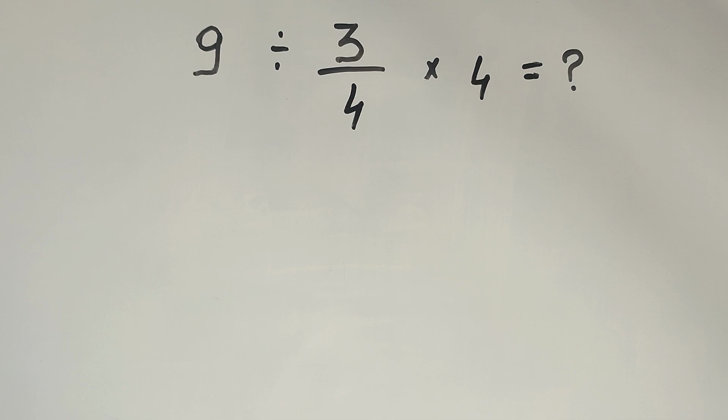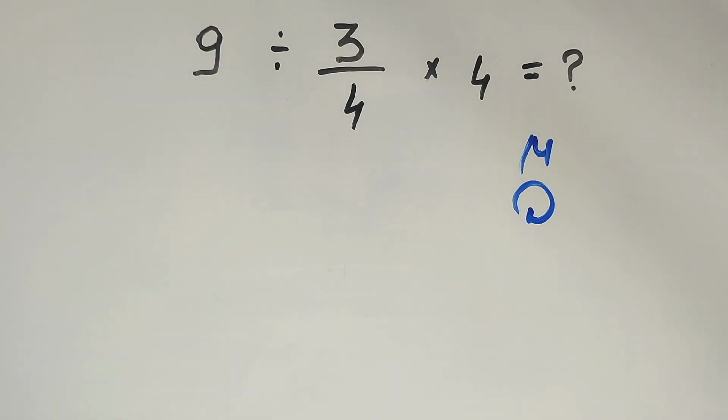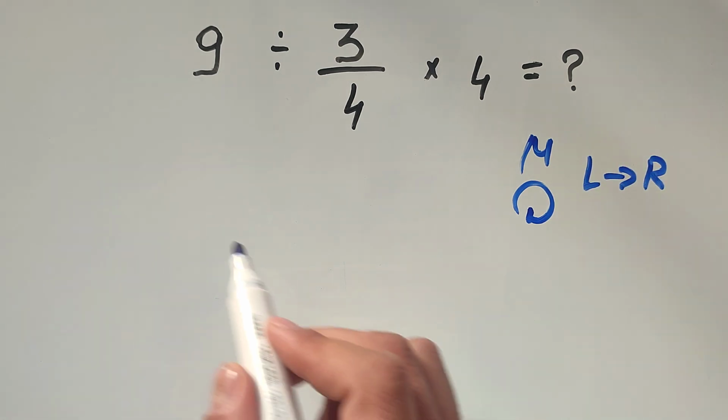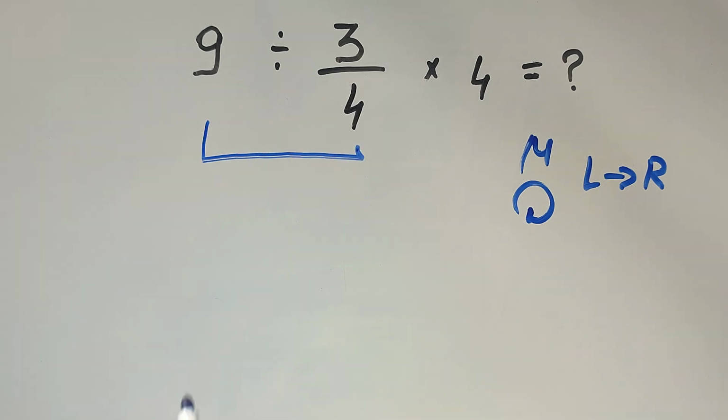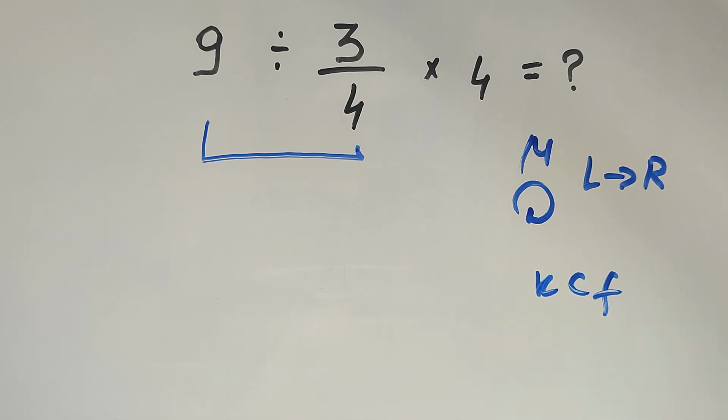according to the order of operations, multiplication and division have equal priority. That's why we have to begin to work from the left to the right. And according to this rule, first we have to work this, and here there is a fraction and we have to use the KCF rule. K stands for keep, C stands for change, F stands for flip.